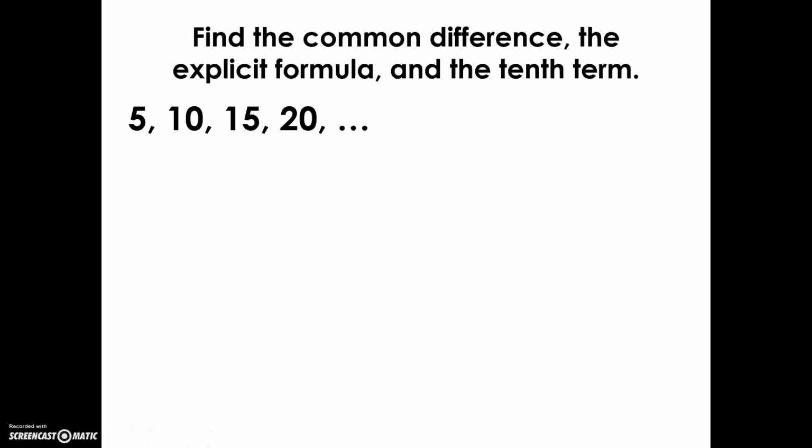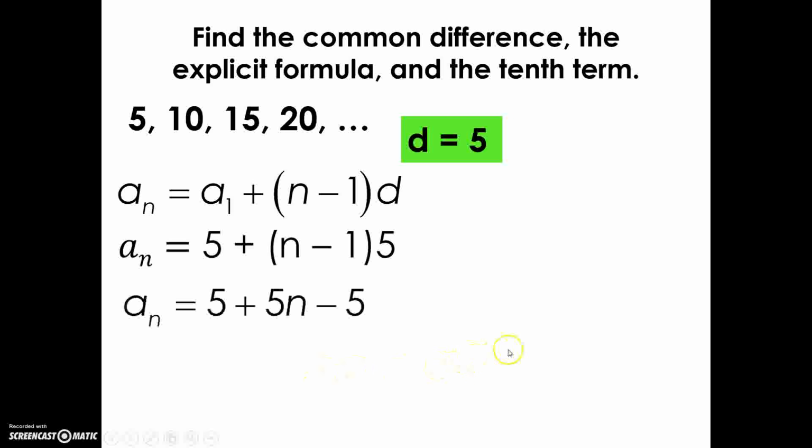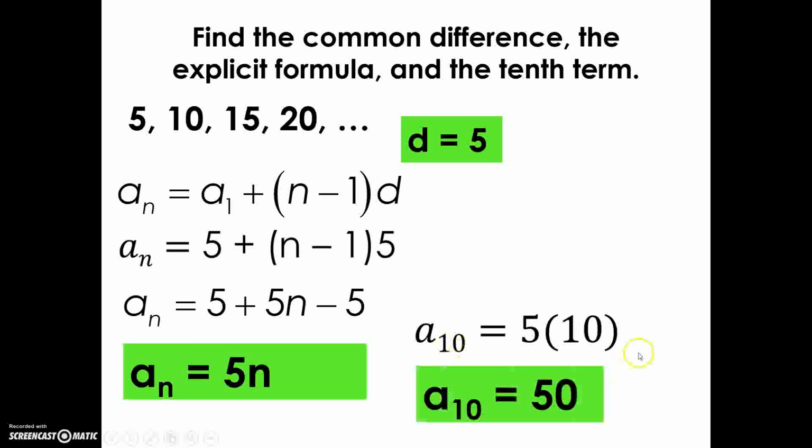Okay, so if we are looking for the common difference, 10 minus 5 is 5. Then we're going to plug that information into our explicit formula. All right, so I'm going to replace d with 5. And my first term is also 5. So we do that, and then we're going to distribute. We get 5 plus 5n minus 5. When I combine like terms, I get a sub n is equal to 5n. Now, when I'm looking for my 10th term, I plug 10 in for n, and I get 5 times 10, so a sub 10 is equal to 50.